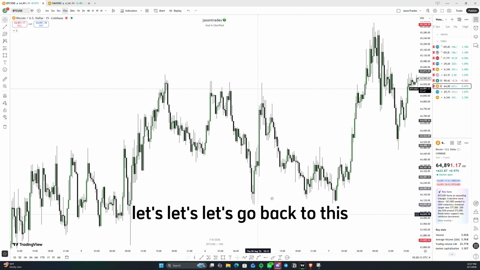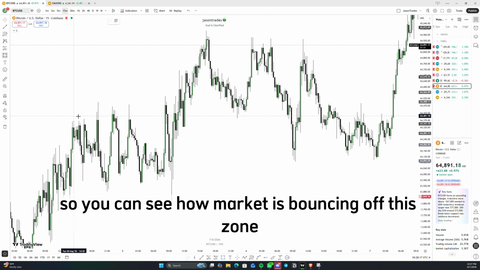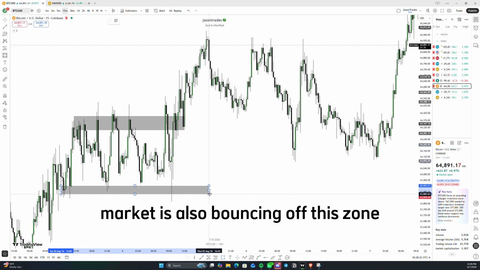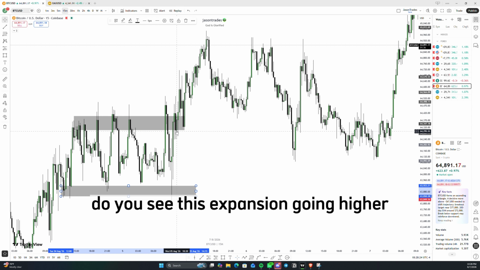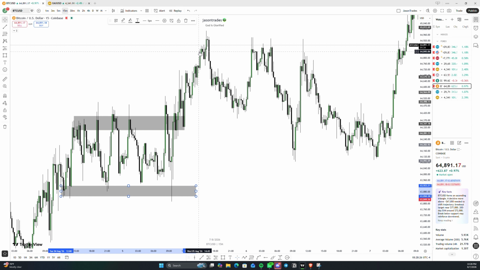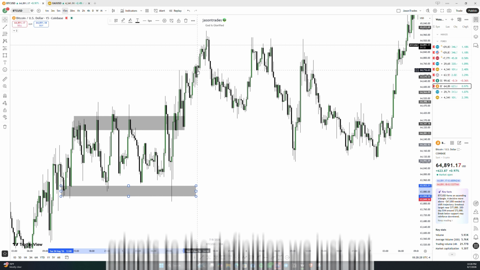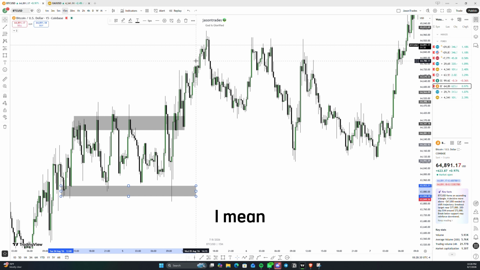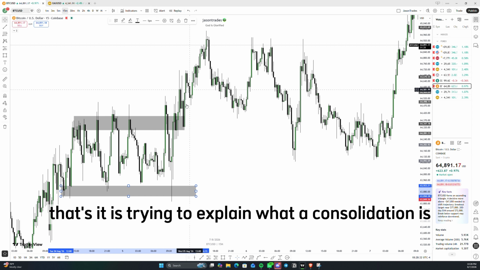Let's go back to this. Let's draw it again. So you can see how the market is bouncing off this zone. The market is also bouncing off this zone. Now after the accumulation phase, do you see this expansion going higher? So that basically aligns with the definition we just got. I mean, it's trying to explain what a consolidation is.